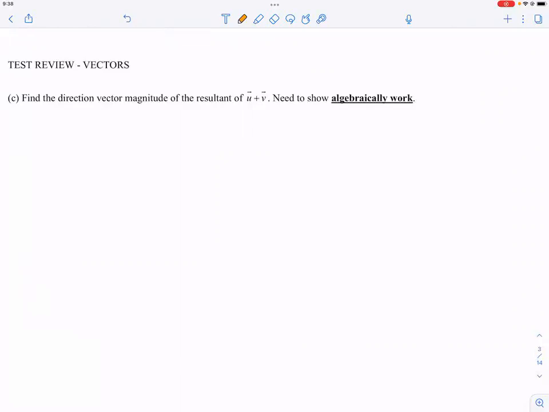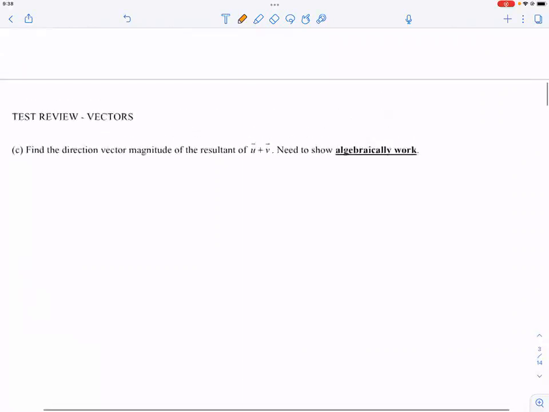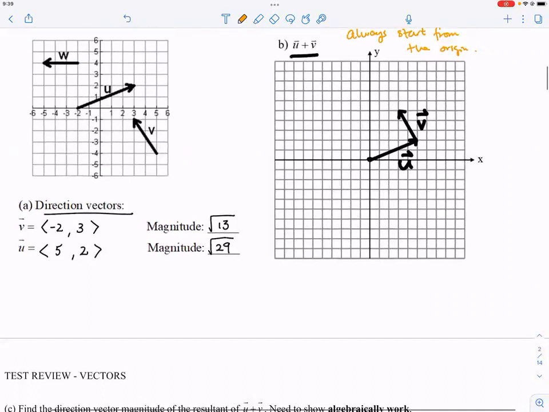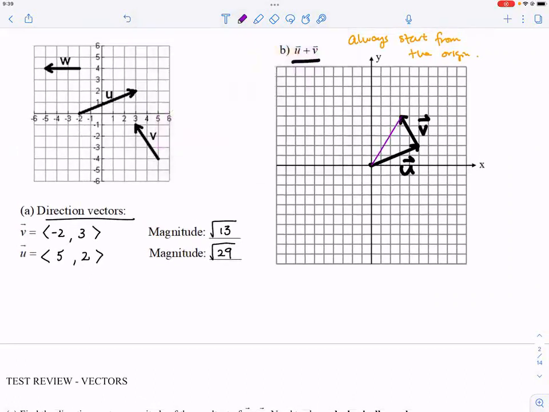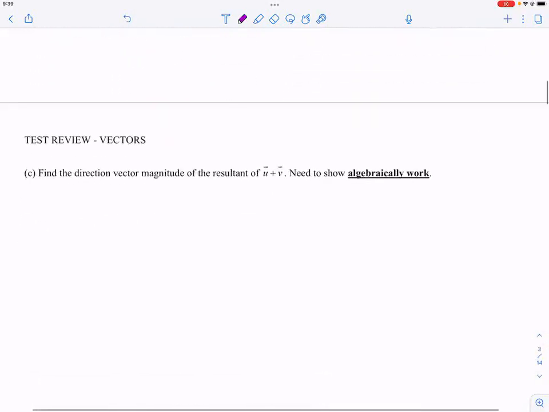And then part C, find the direction vector magnitude of the resultant of U plus V. Okay, so U plus V. Well, if you need to show the resultant, that's the resultant right here, which is 3 units to the right and 5 units up. So the resultant vector is 3 units to the right and 5 units up.